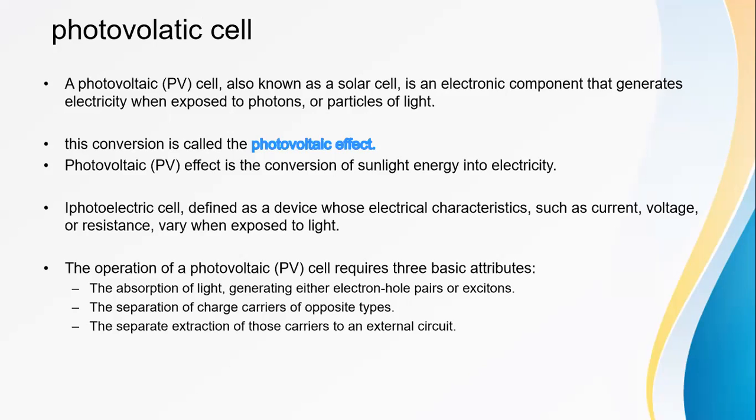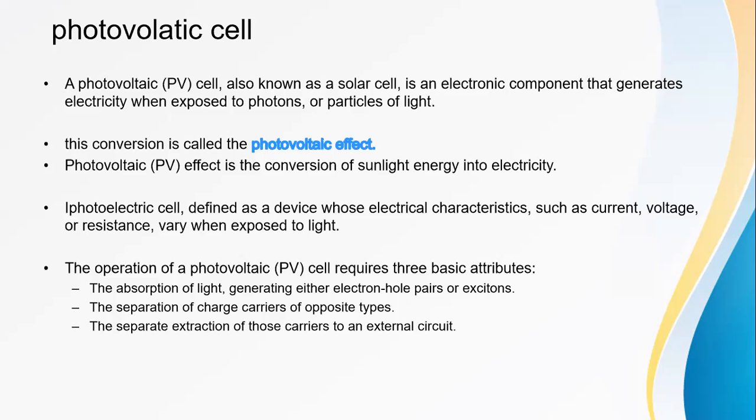It is also called solar cell. This photovoltaic cell is a conversion of sunlight into electricity. A photoelectric cell is defined as a device whose electrical characteristics such as current, voltage or resistance vary when exposed to light. Whenever there is light on this device, there will be a variation in parameters like current, voltage and resistance. That means the current, voltage and resistance of this photovoltaic cell depend on the illumination of the light.